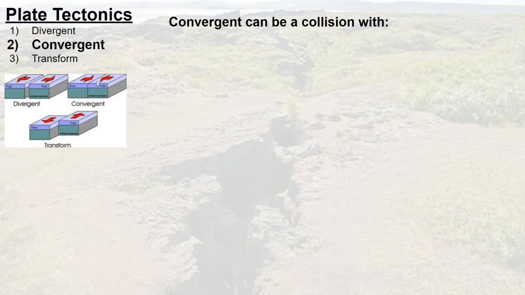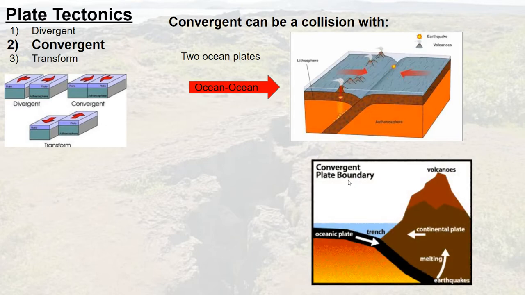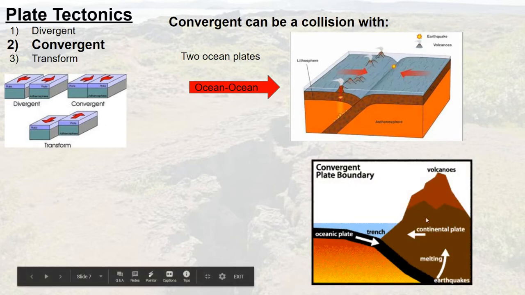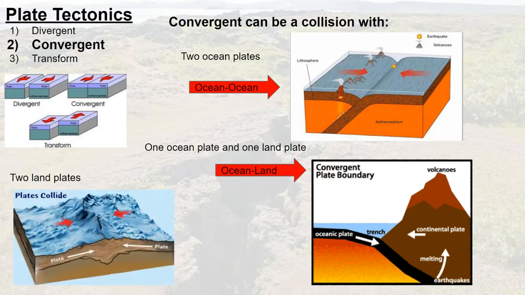So here is the picture here. The arrows are pointing next to each other, so it's colliding. And there can be three different ways that it can collide. It can be two ocean plates. So this is an ocean plate and an ocean plate colliding. So that's considered ocean-ocean. You can also have a convergent plate boundary of a continental plate, so land and ocean. So that one is called an ocean-land plate. And the third are two land plates when they collide, and that is called land-land.